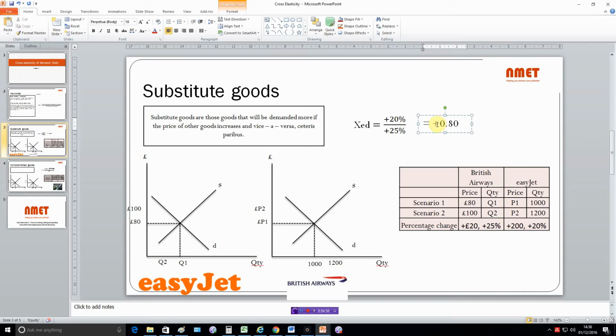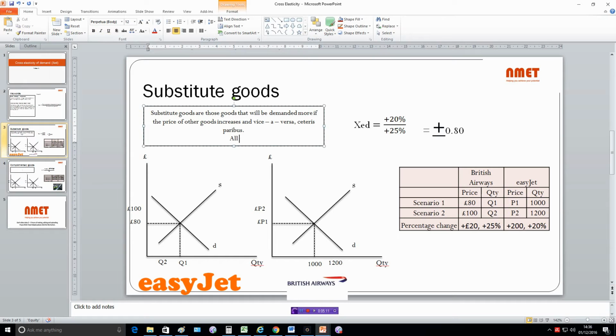The most important thing to remember over here is the plus symbol. What it means is all substitutes, let me put down over here, have a positive XED, cross elasticity of demand. Yes, and they put that down many times in MCQs, in your multiple choice questions.